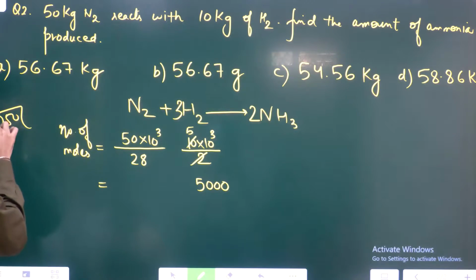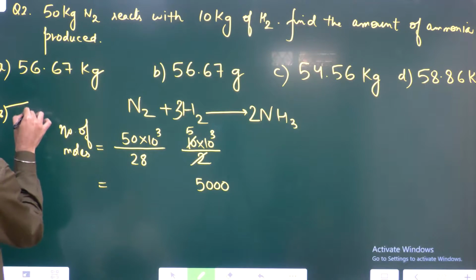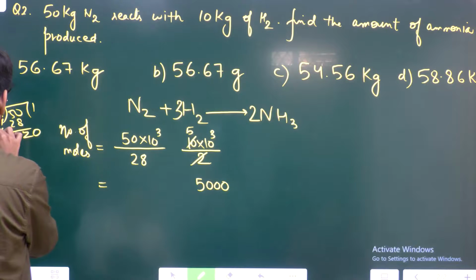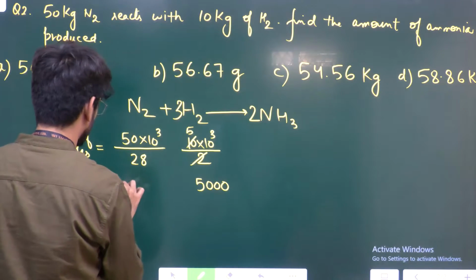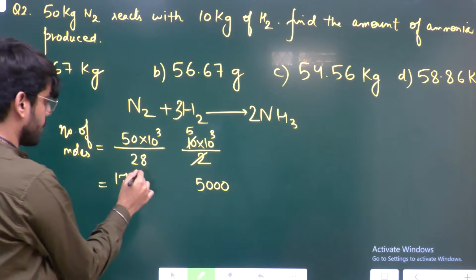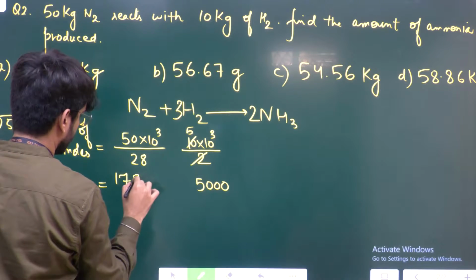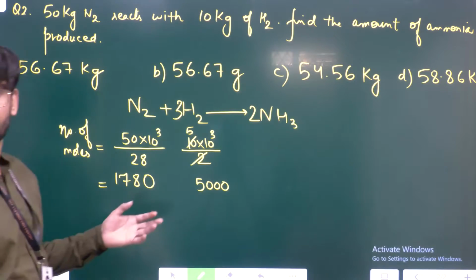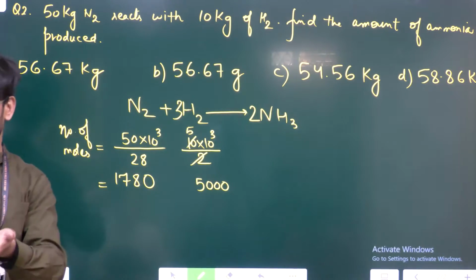1.6 into 10 to the power 3? 1.7, 1.78 into 10 to the power 3. So 1780. Right, 1780. Obviously the last digits will be something else, but I'm writing 0 as of now.